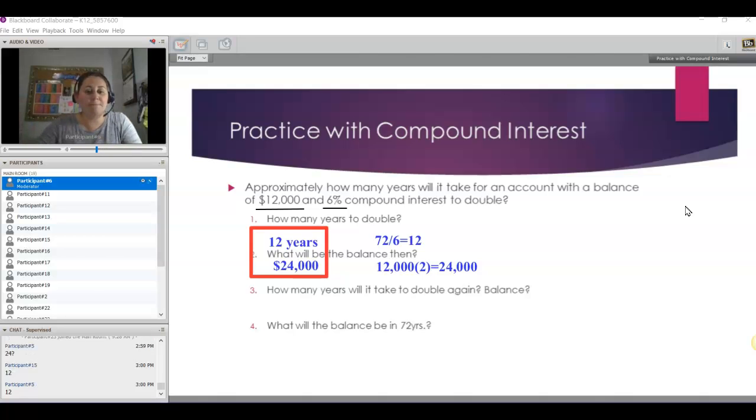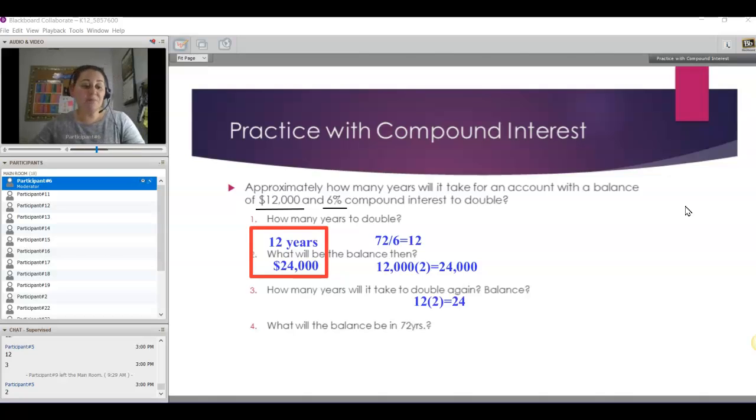It took 12. So if I was going to double it again, how many years is it going to be? 12 times what? Yeah, 12 times 2, okay? One double is 12. The second double is going to be 12. So add those up, what do I get? 24. So it's going to take 24 years to double again.